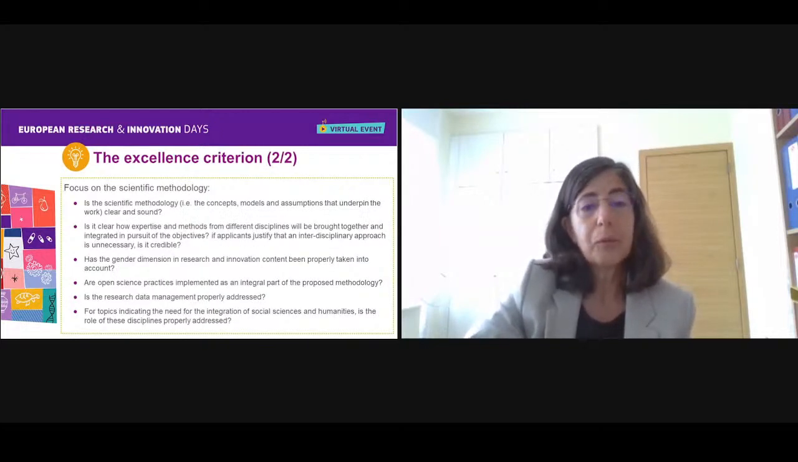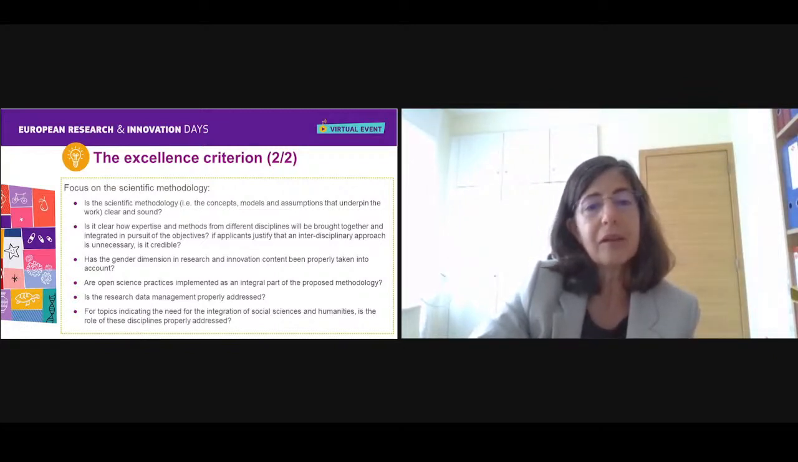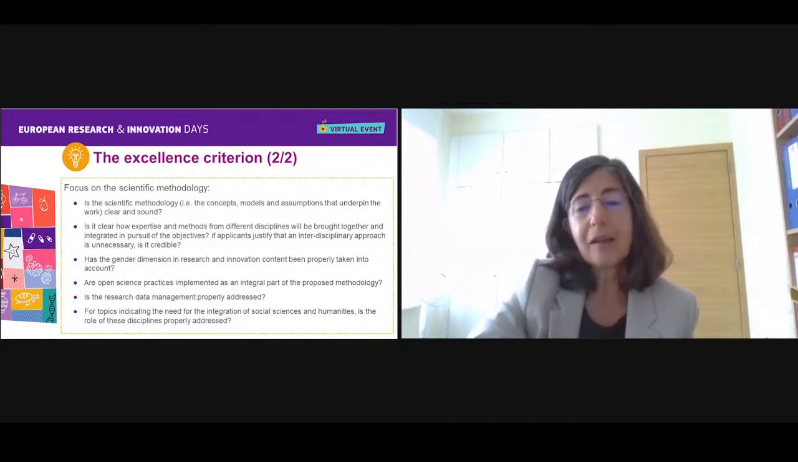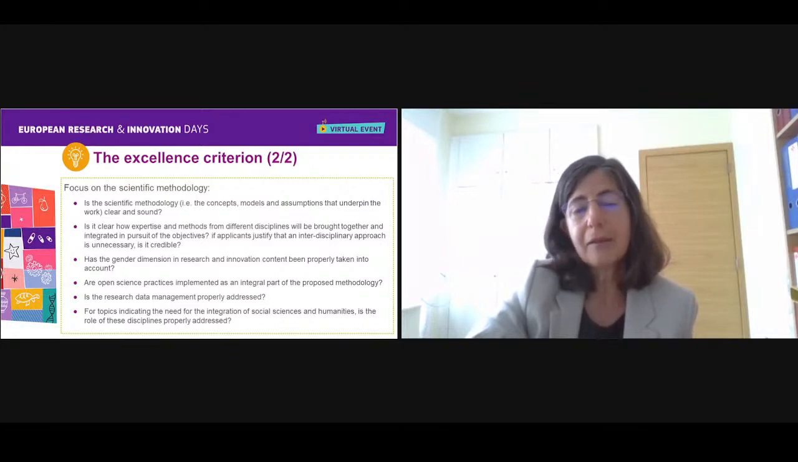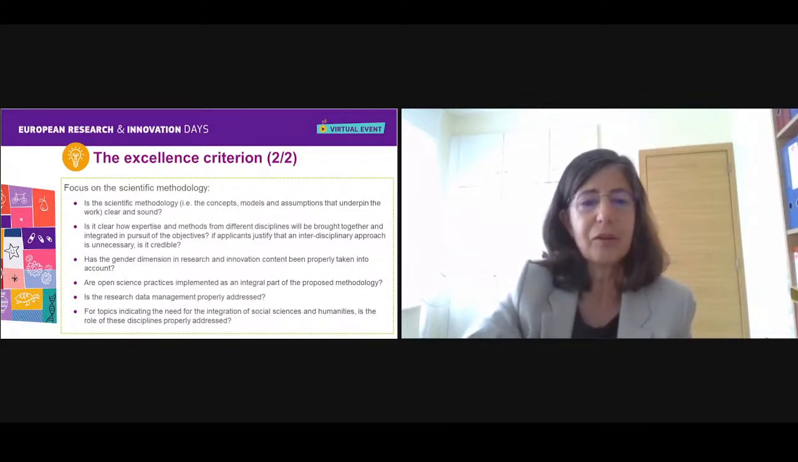And for the scientific methodology, what we are asking the experts to assess is if it is sound and clear, if the scientific methodology includes the concepts, model, and assumptions that underpin the work, if this is clear and sound. We also ask experts whether it is clear how expertise and methods from different disciplines will be brought together and integrated in pursuit of the objectives. So that means that in most of our topics, we are looking for interdisciplinary approaches. If in your particular proposal, you think that an interdisciplinary approach is not needed, you need to justify why, and then we will ask experts whether your justification is credible.